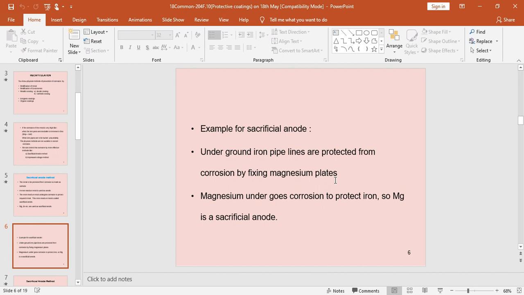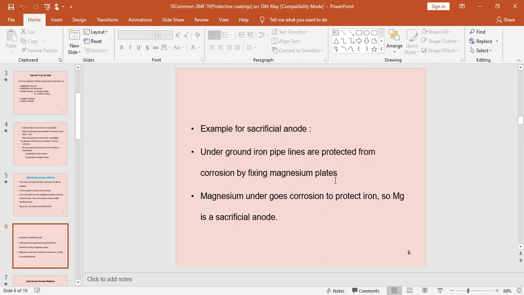So first of all, we should convert that iron pipeline into a cathode. Right now the pipeline is acting as an anode. Now we should convert that anode into a cathode. How? To convert that pipeline into a cathode, we should use a metal which is more active than iron as an anode. So that's why we are using magnesium or other more active metals as anodes.